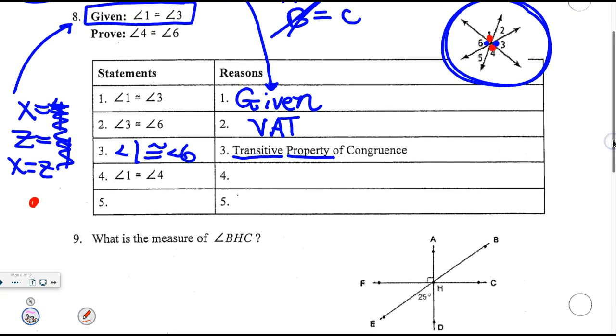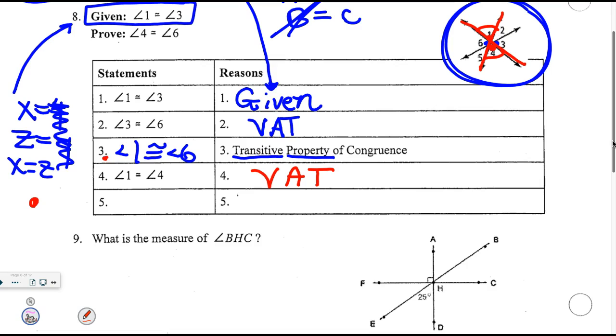What do you think you're going to write? They're across from each other on a pair of scissors. Yeah, exactly, Elle. They're across from each other on the pair of scissors. You didn't hear her at home, so I'm going to repeat it. Not only does she have a mask on, she's far away from my mic. She said vertical angle theorem. Excellent. Now watch the last one.